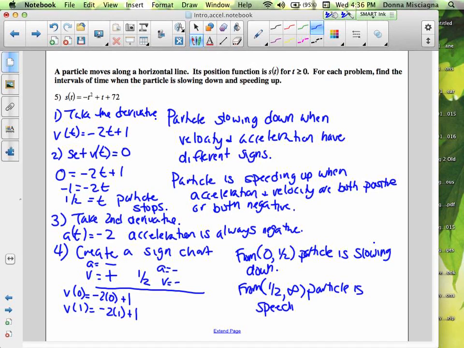So if you want to analyze when a particle is slowing down or speeding up, you'll create a sign chart. And what you're comparing is the sign of acceleration and velocity. Okay? When they're the same, we're speeding up. When they differ, we're slowing down. Okay, let's look at another problem.